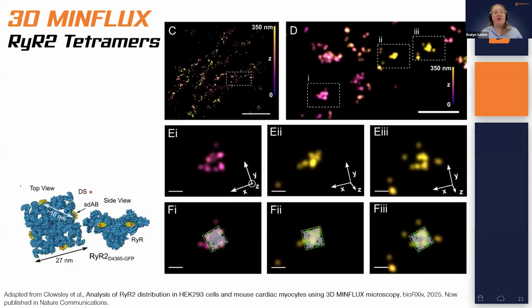Another really nice piece from one of our users is looking at RYR2 tetramers. So these are cardiovascular receptors. These are known to create tetrameric structures, and it's possible with MINFLUX to resolve these tetramers, which are spaced at a minimum of 16 nanometers apart. So there is definitely a quantitative possibility with MINFLUX if you have good knowledge of the labeling approach that you're using and the structure beneath.